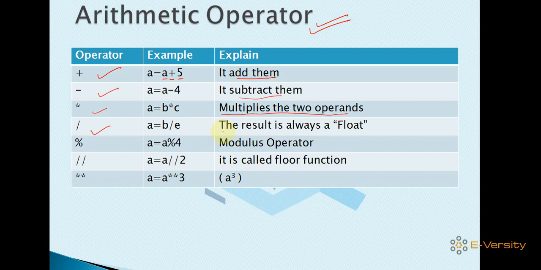And you must know one thing: the result of division is always a float. Suppose you are doing 4 divided by 2, the answer will be 2.0. It is not giving the integer value, it is always giving the float value. Okay, and the next one is the mod operator. The modulus operator gives the remainder only. So suppose I am writing 5 mod 2, the answer is 1.